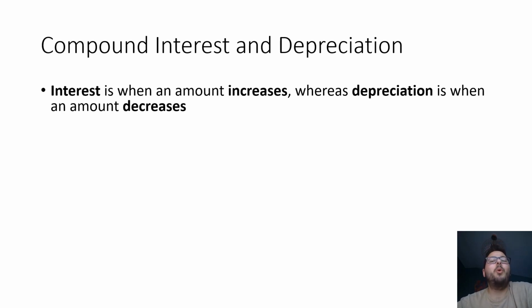Alright, so first of all, what is interest and what is depreciation? Well, interest is when an amount increases. So like you put money in the bank, your interest adds to it, doesn't it? You get a little bit of interest, a little bit of extra money and your bank account will increase in value. Whereas depreciation is when an amount decreases. So for example, you might buy a brand new phone, it costs a certain amount of money, but after a year it's not going to be worth as much because it's going to be a little bit older, and each year it's going to become less and less valuable.